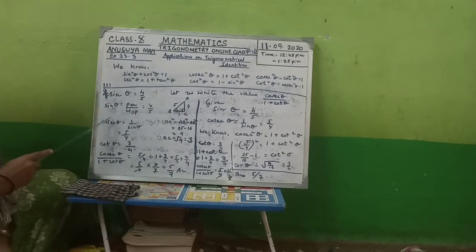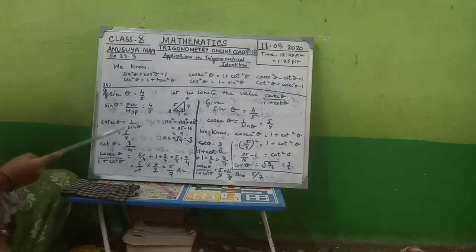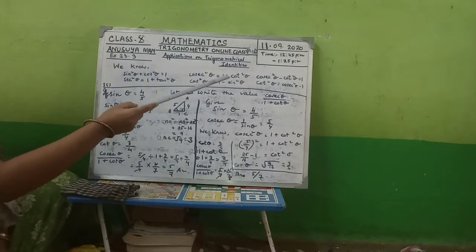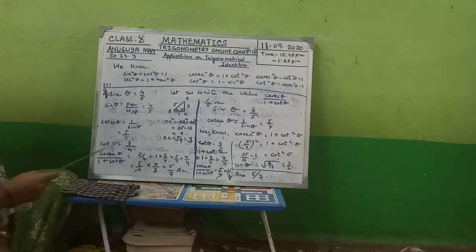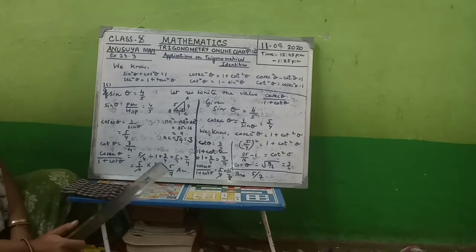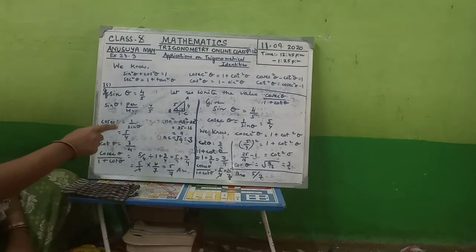So we know cosec theta. We have to find cosec theta by 1 plus cot theta. Cosec theta is 1 by sin theta. If sin theta is 4 by 5, then 1 by sin theta is just the reciprocal of it, that is 5 by 4. What is cot theta? Cot theta is 3 by 4. How? Tan theta is perpendicular by base, and cot is base by perpendicular. Base by perpendicular is 3 by 4.